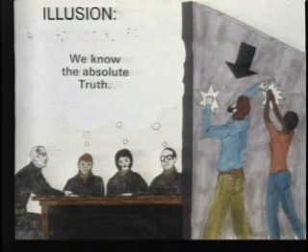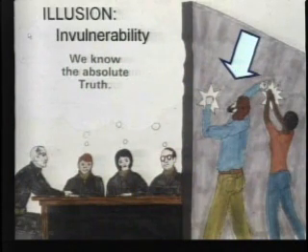So in any case, what leads to groupthink? Well, there are a number of different symptoms of the likelihood that groupthink will occur. One of them is the illusion of invulnerability.